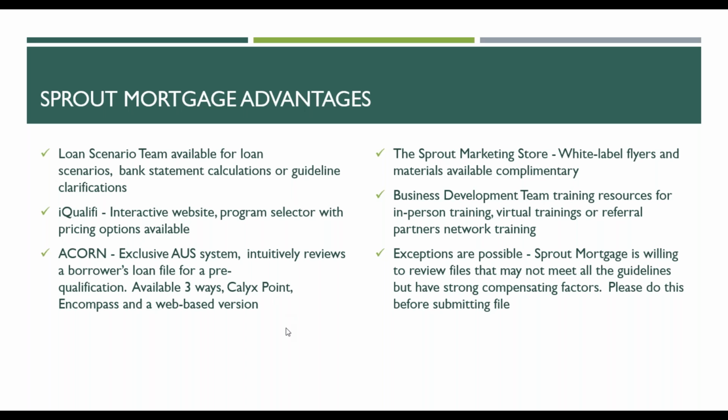Acorn is our exclusive AUS system, and it works just like DU, everybody. So we know how powerful it is when you can pull a DU and have full loan approval, knowing which conditions you need to submit. That's what Acorn is. It's available on Encompass, Calyx Point, and also through our web-based portal. So if you are interested in this, please reach out to your account executive and we will get Acorn hooked up for you.